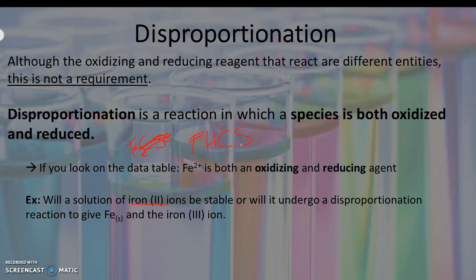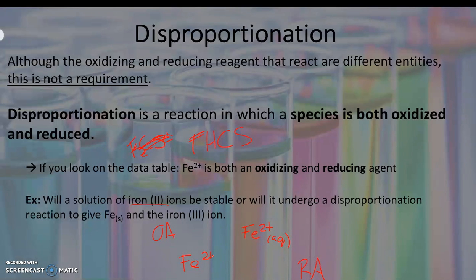Iron is one of those, so that's what they're asking me. What I need to do is go look at my table and see where those iron 2 ions are. In terms of a reducing agent, Fe2+ is about tenth from the top. When it's an OA, I have to go find that as well, and it's towards the middle bottom of the page, down here when it's an oxidizing agent.